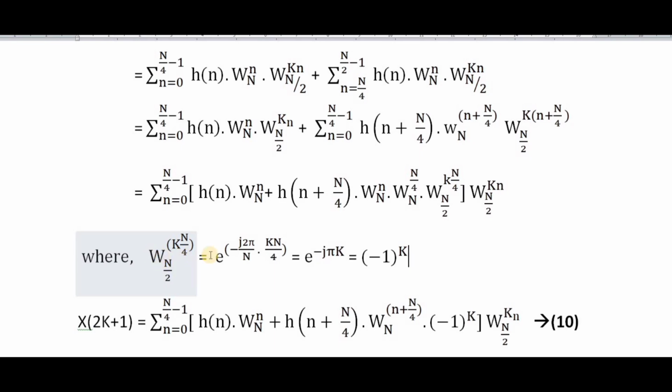How to write Wn by 2 of k into n by 4? W represents e power minus j 2 pi of n into kn by 4, which is 4n. So this 4 gets cancelled, n and n get cancelled out. So e power minus j pi of k is equal to minus 1 of k. So I'm going to replace this one with minus 1 of k, and the second I write as n plus n by 4. So the whole term.